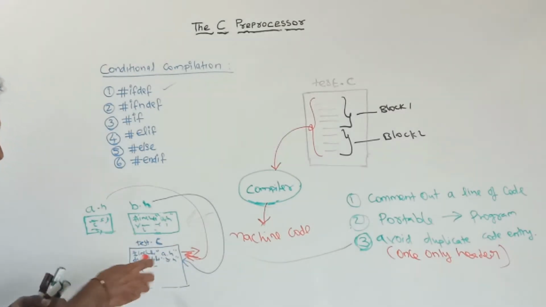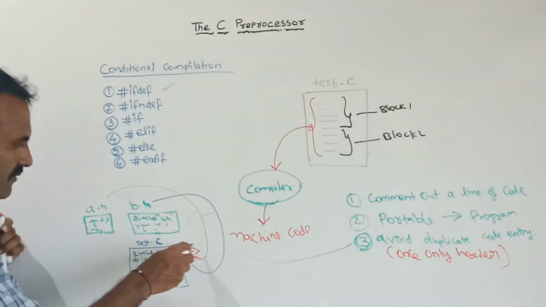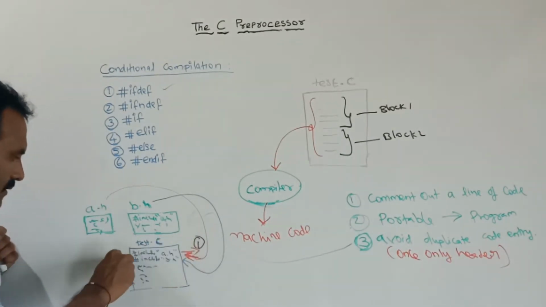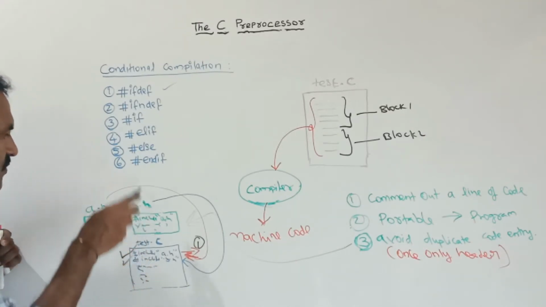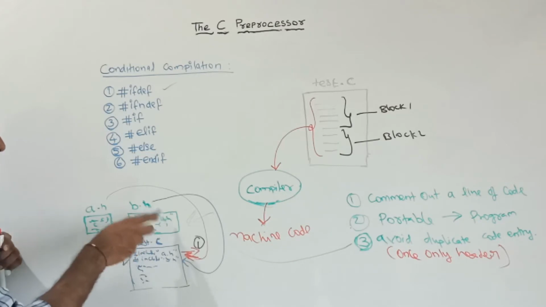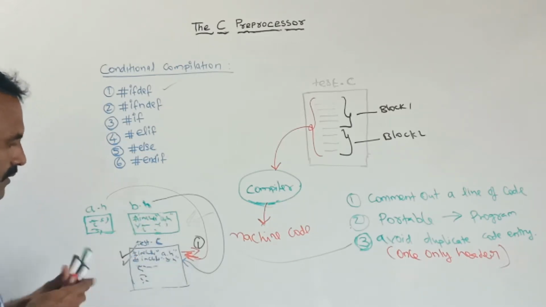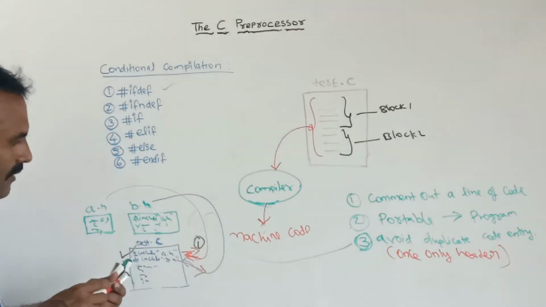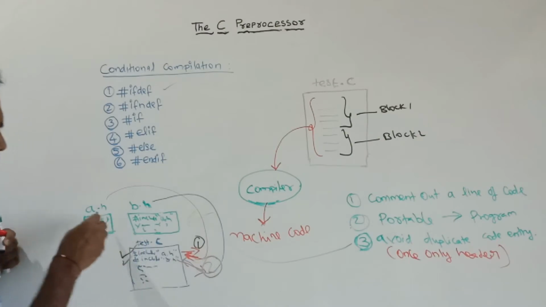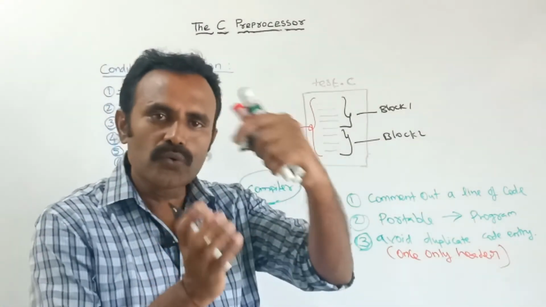So a.h is included the first time. When I am including b.h, inside b.h I had included a.h, so this a.h will be included again. So totally how many times? Two times. a.h is included here two times. We do not need this duplication.